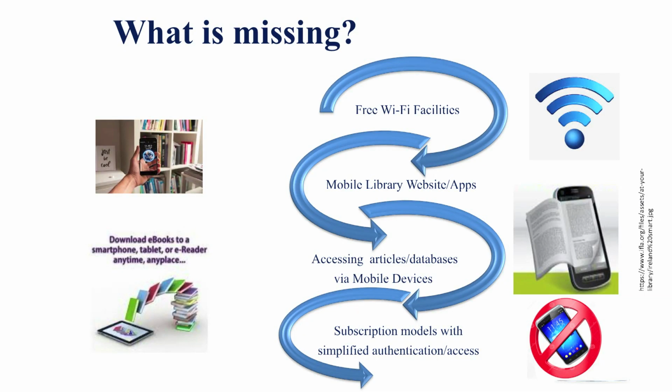And what is missing? The question comes here: libraries nowadays are not providing free Wi-Fi facilities, so there is a need, and library websites, mobile library apps, and accessing article databases via mobile devices. Many times these resources are available IP-based, but mobile devices need dynamic IP-based access, and many times subscription models with simplified authentication access are posing some of the issues.